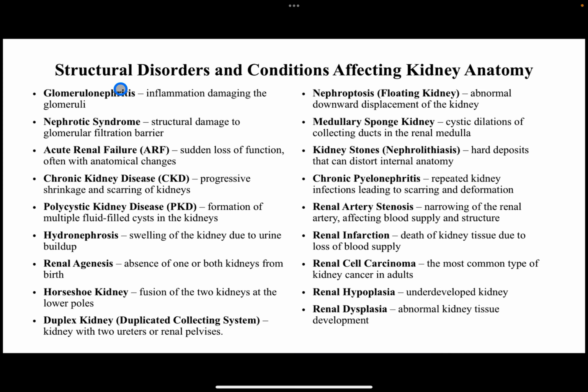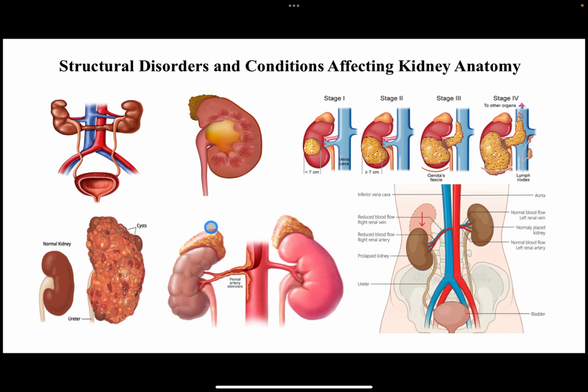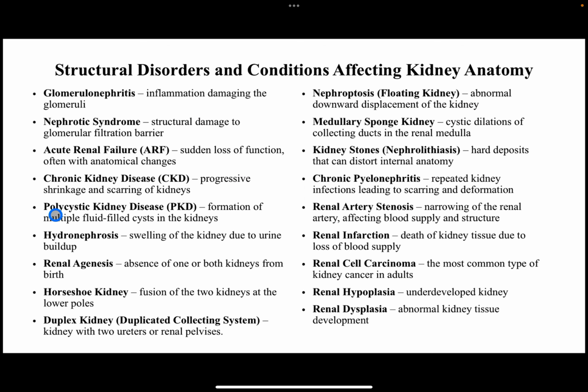Now the last thing we are going to look at is some structural disorders and conditions that affect the kidney anatomy. We have a condition we call glomerulonephritis, which is an inflammation of the glomerulus. We have nephrotic syndrome, a condition whereby the glomerular filtration membrane, or the glomerulus, gets damaged. We have renal failure. We have polycystic kidney disease, a condition where we have formation of multiple fluid-filled cysts in the kidneys. That is what we call polycystic kidney disease, PKD.